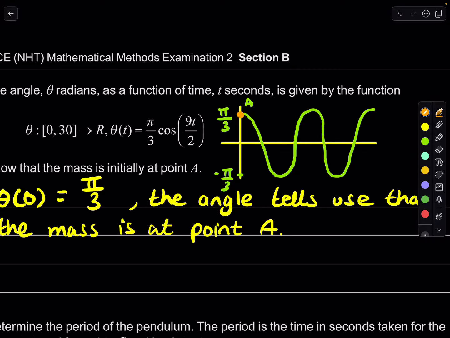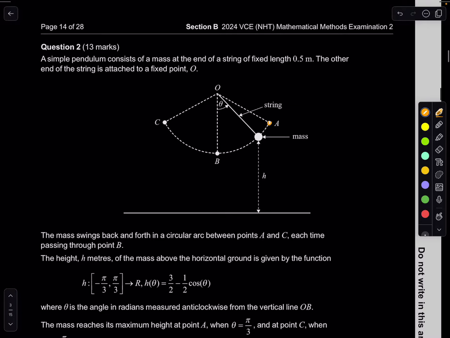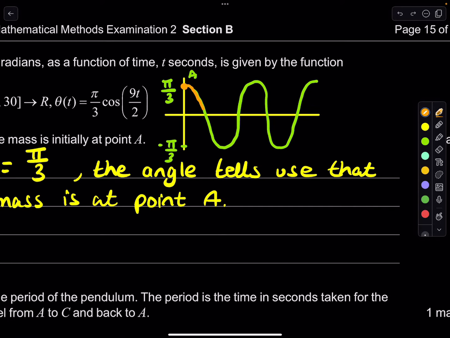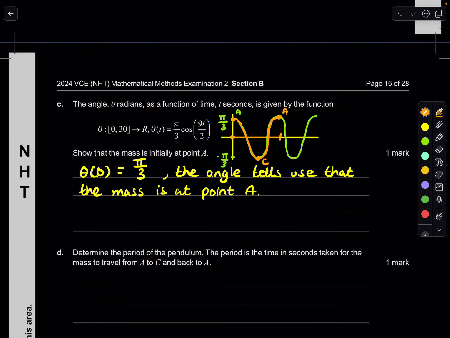The mass is initially at pi on 3, yeah? And so it goes basically from A and goes to C. And remember, C is when the angle is negative pi on 3. So it's at A and it goes down to the angle negative pi on 3, which now is at C. And remember, it goes from C back to A, so it goes back to the maximum value, which is pi on 3. And what does this tell us? Remember the period, it's the time taken to reach that. Isn't it just the period of the function? It's the time it takes for a complete cycle of this function.